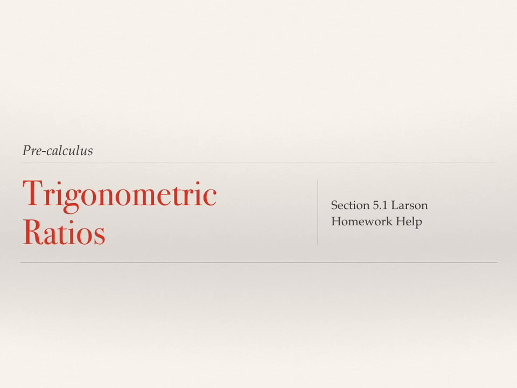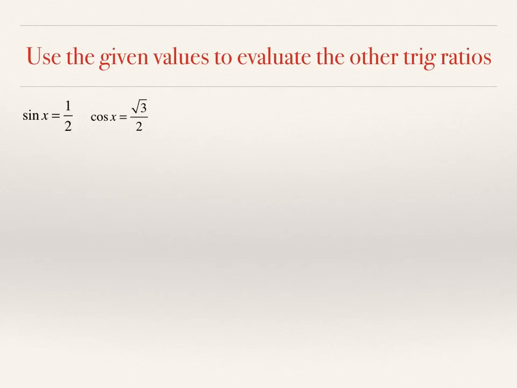Trigonometric ratios. Here we're given two pieces of information, one about the sine of x and the other about the cosine of x, and we're asked to evaluate the other trig ratios using the given information. So we'll start by recalling that the cosine is positive in this quadrant. They're all positive in quadrant 1. The sine is positive in quadrant 2 and the tangent in quadrant 3. And so the angle that's described is in quadrant 1, where both the sine and the cosine are positive.